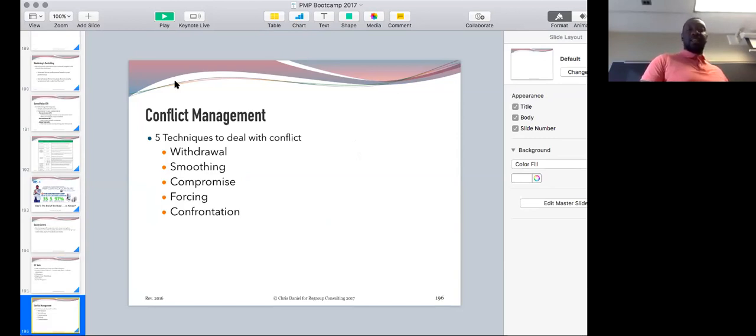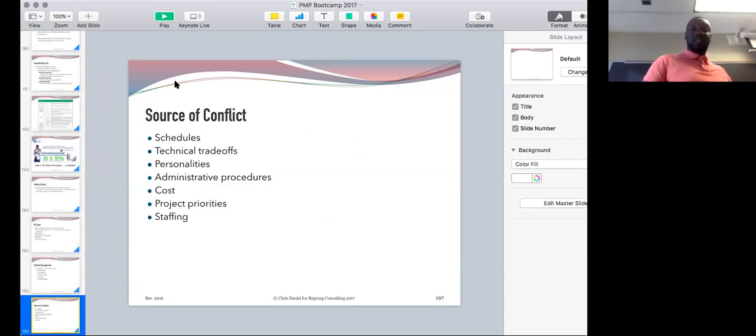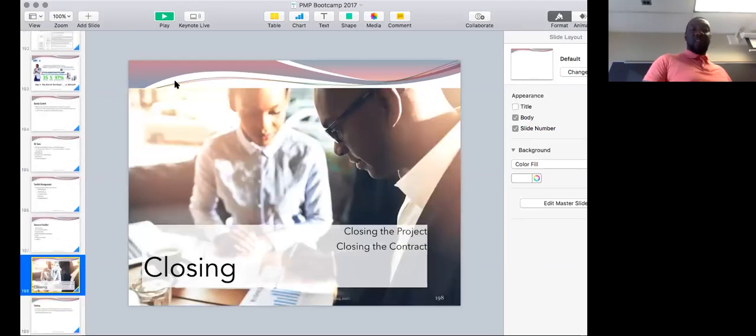A couple of techniques for conflict resolution or conflict management: withdrawal, smoothing, compromise, forcing, and confrontation. And yeah, that's pretty much it for this portion. That's all I want to go over for this portion.